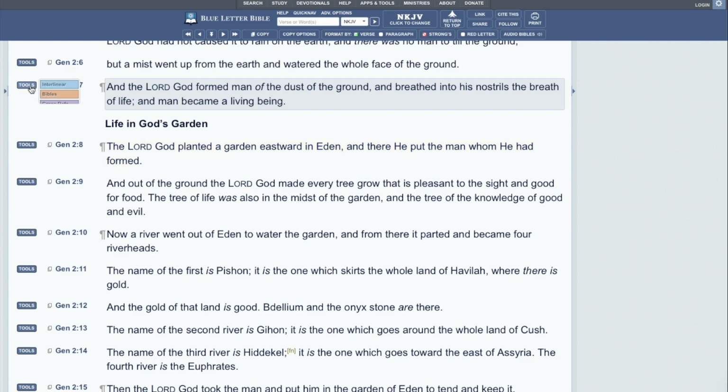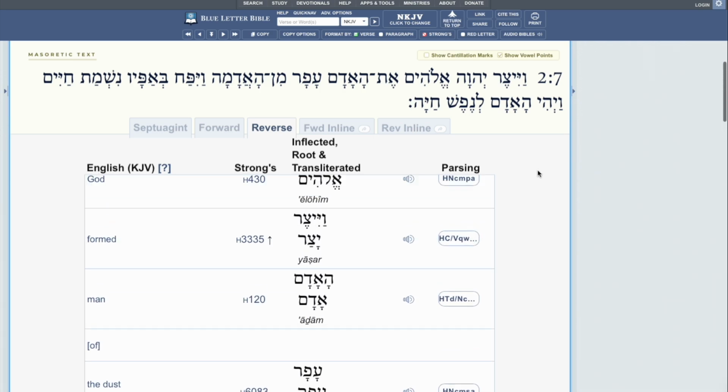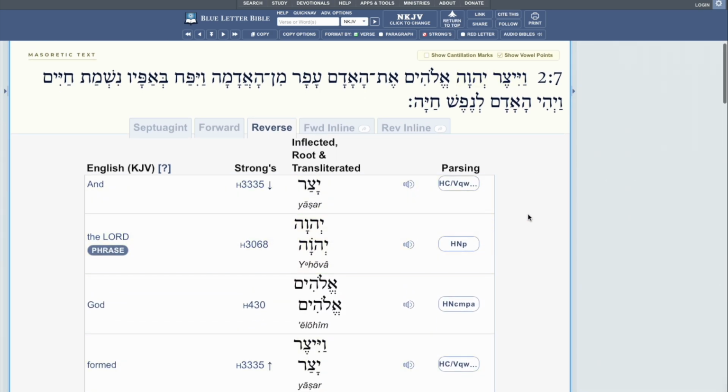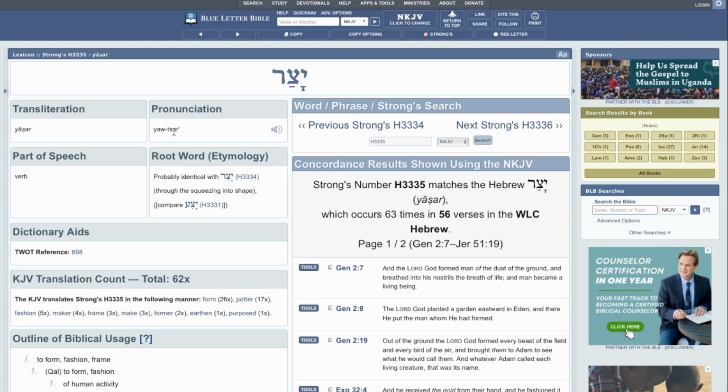Now let's say we wanted to look at some commentaries on this. I've just been kind of showing you the interlinear here. And this would work the exact same way, by the way. So if you wanted to do the word formed, you'd click on this. It will show you the pronunciation, the part of speech here. This shows you that it is from this root word here.